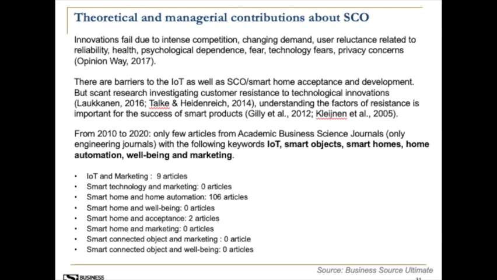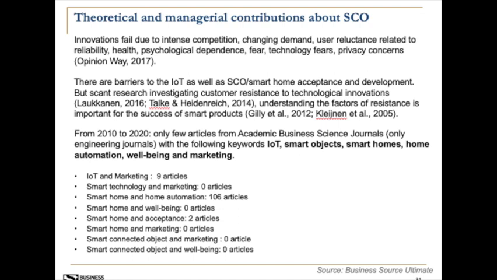Innovations fail due to intense competition, changing demand, and user reluctance related to reliability, health, psychological dependence, fear, technology fears, and privacy concerns. There are barriers to the IoT as well as smart connected objects or smart home acceptance and development, but there is scant research investigating customer resistance to technology innovations, and so understanding the factors of resistance is important.